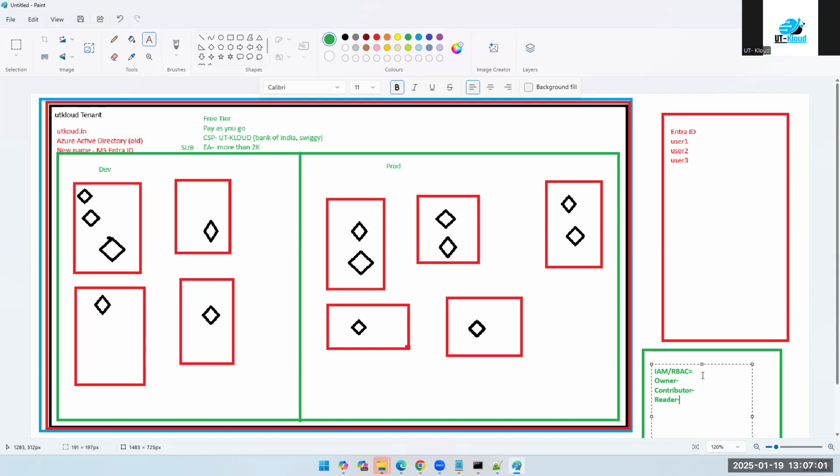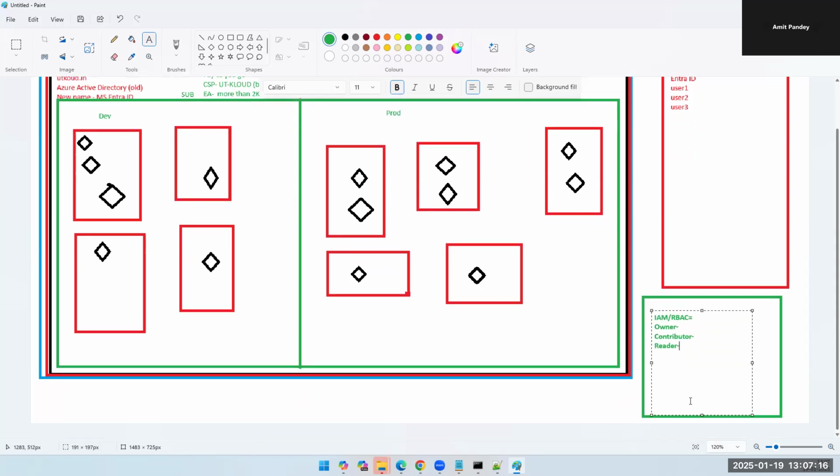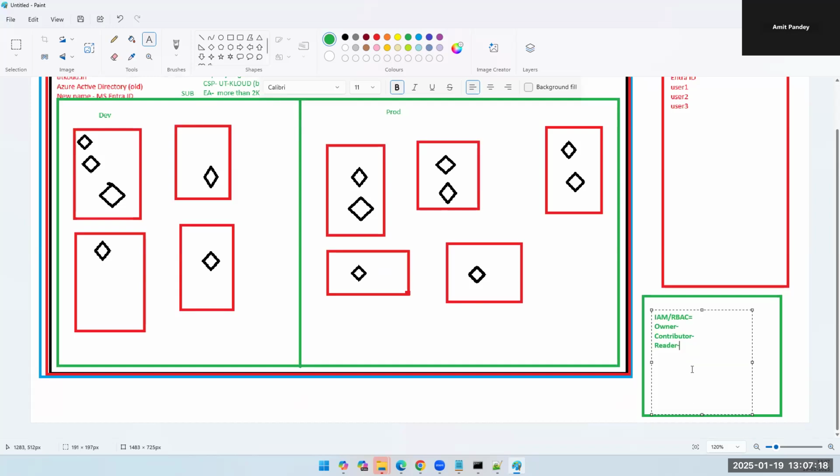If user 1 is contributor, he can assign contributor role to user 3. He can assign reader role to user 1. He can do that. Okay, but he cannot assign the owner role. So he cannot assign the owner role to anyone else. Sir, are there only these three roles? No, there are plenty of them. We are understanding the gist of it. Then you will understand all the rest on your own. Is this clear, guys? Till here? Okay. Yes.